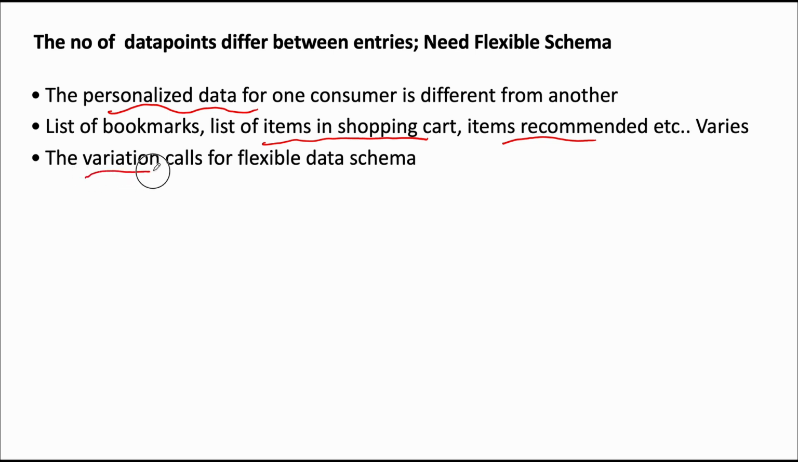So this kind of variation in actual data calls for flexible data schema. You can't insist on having a fixed schema. It will never work for modern day web scale companies.